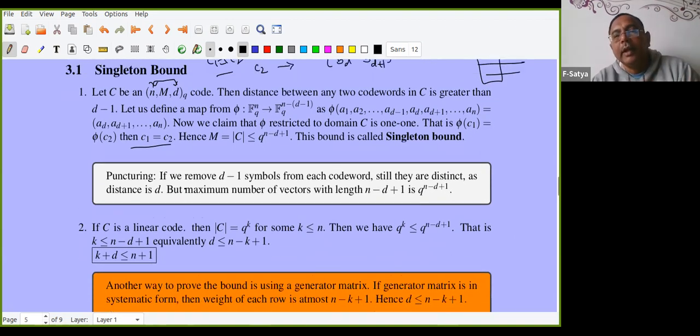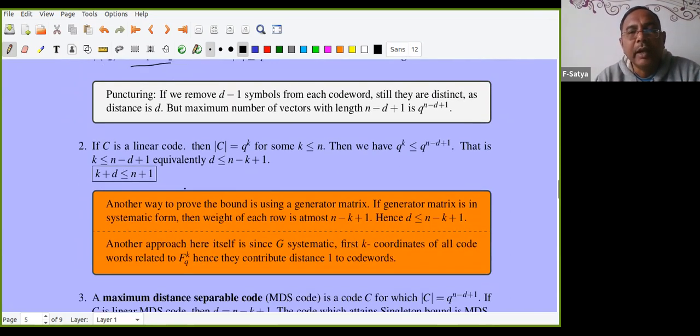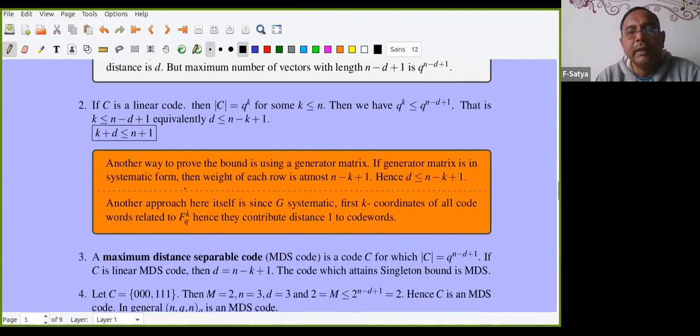Actually, I wrote whatever I did here. If you remove d minus 1 symbols from each codeword, they are still distinct, as the distance is d. But the maximum number of vectors with length n is this much. I just summarized whatever was there. If you do not understand this, don't worry, we can read that part later.